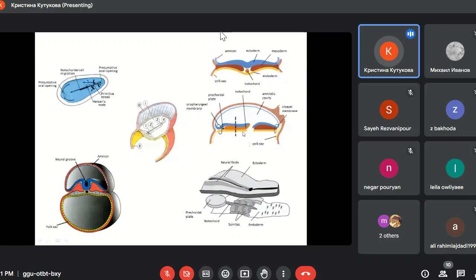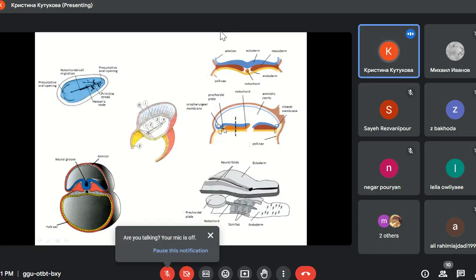Next, the same but sagittal section, like this. So bluish is ectoderm, yellow endoderm, and here in the caudal part of embryo, posterior part of embryo, we have mesoderm, and here in frontal part we have notochord, because the section was made like this through notochord, and before notochord we have precaudal plate.